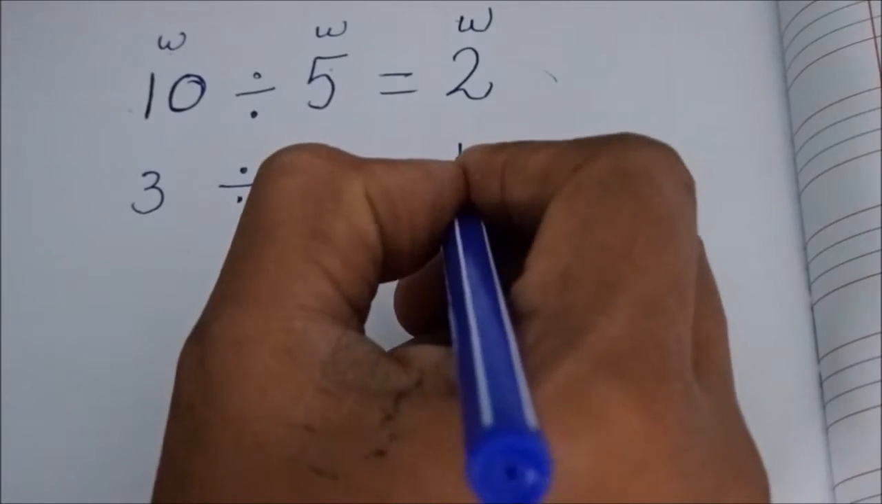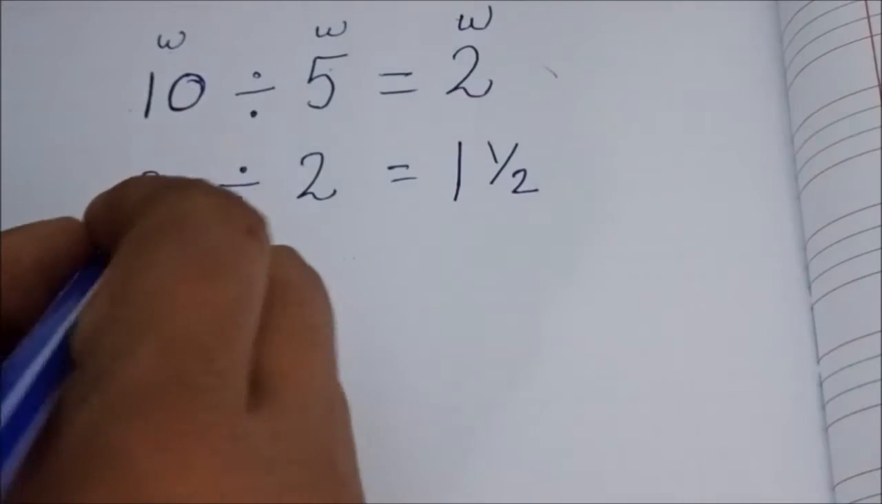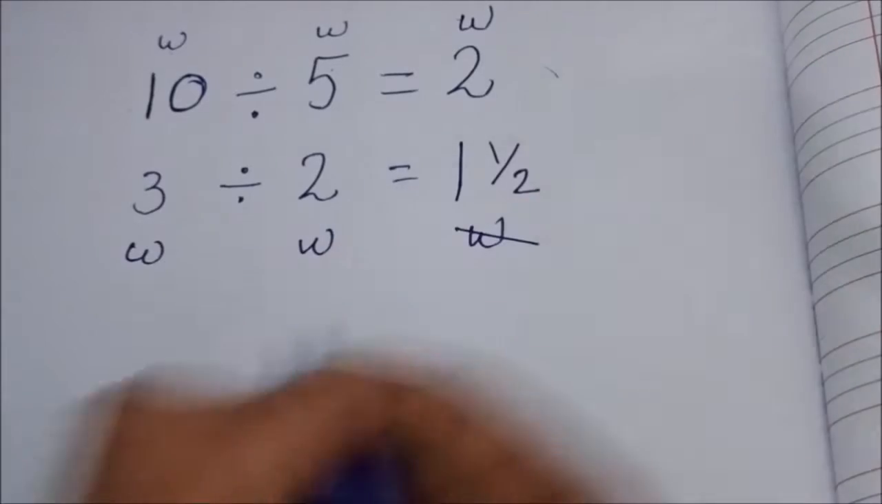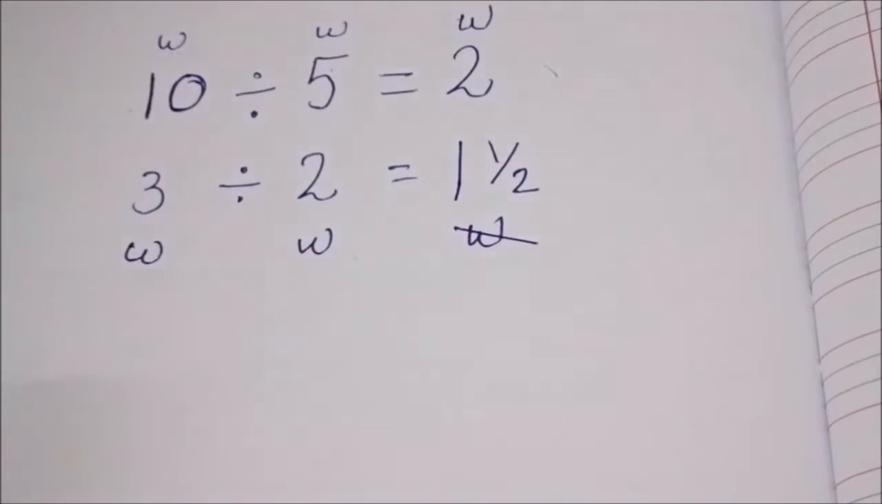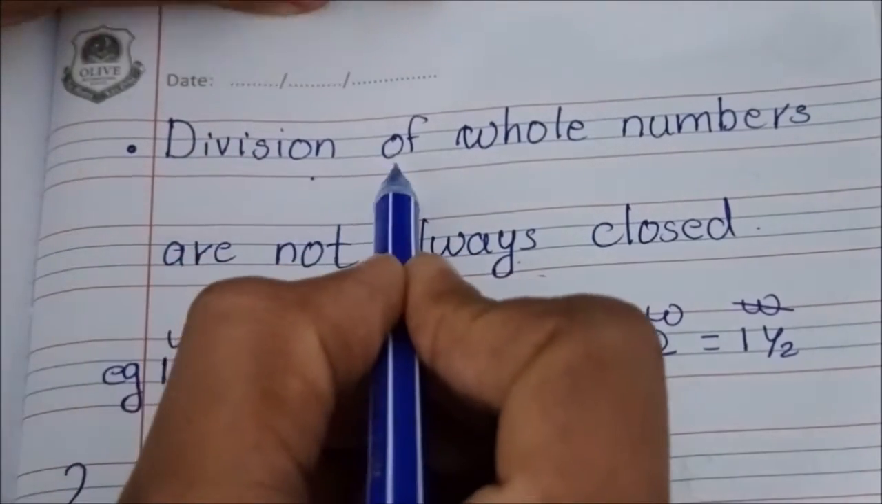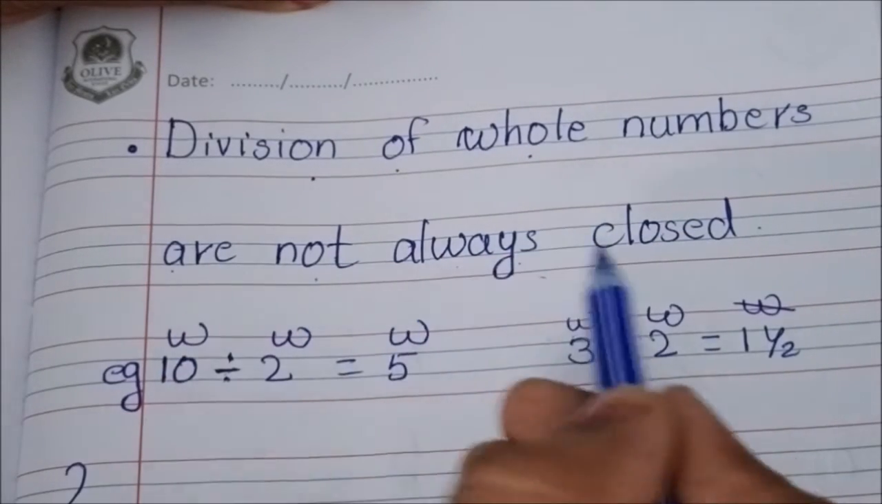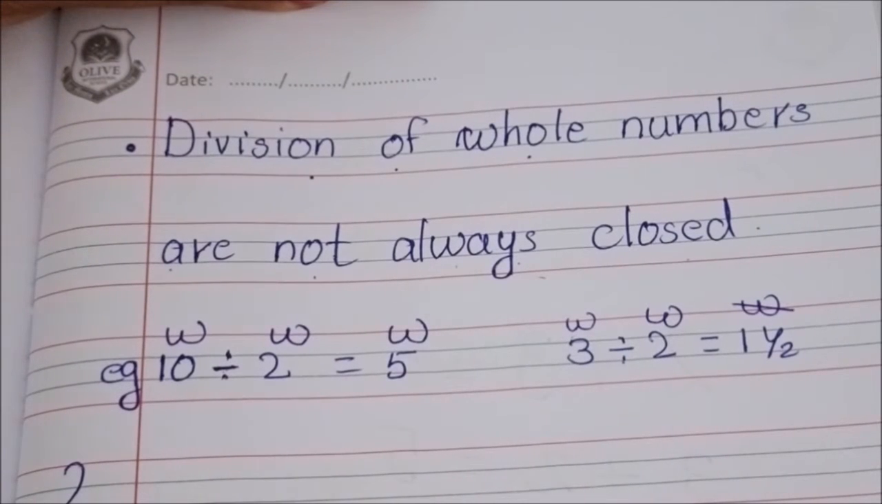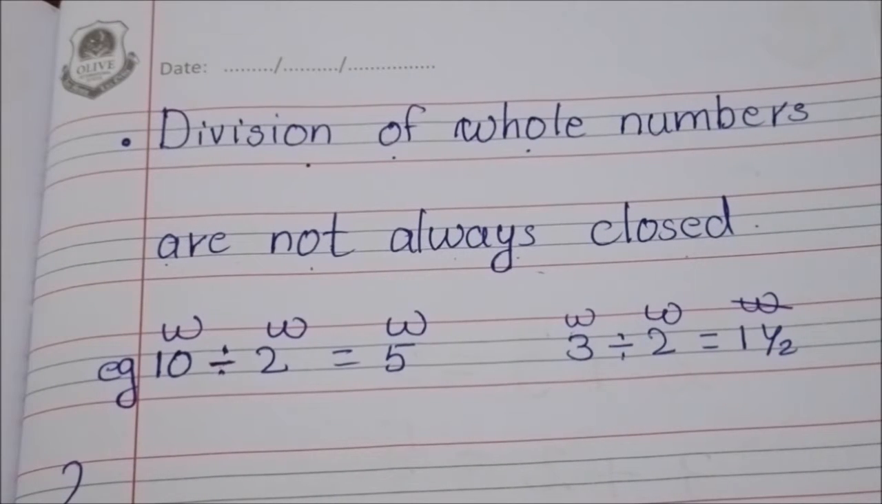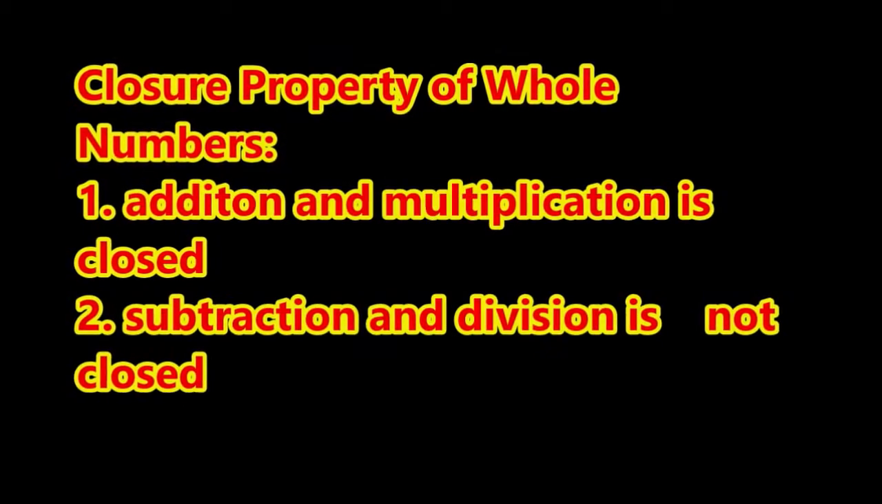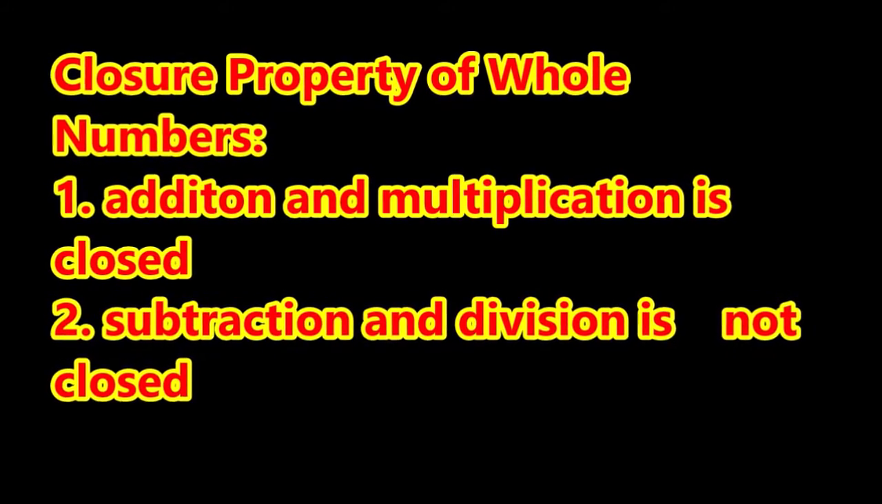1 by 2 or 1.5. Okay. So this is a whole number. This is a whole number. This is not a whole number. Got it? Which means division of whole numbers is not always closed. Got it? Now we learn the closure property of whole numbers. What we understood is in closure property of whole numbers, addition and multiplication are always closed. Subtraction and division are not always closed.